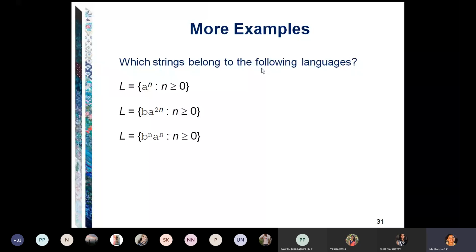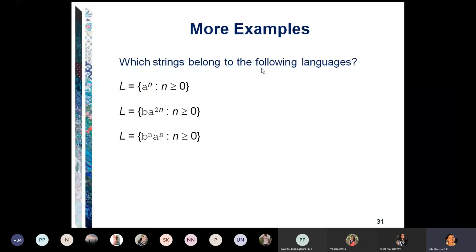Fine. Next one, B into A power 2n, where n is greater than or equal to 0. Which is the first string? Epsilon, whether it belongs, just think. N is replaced by 0. Then what happens? There is B always. First one is just B because n is replaced with 0. Clear?